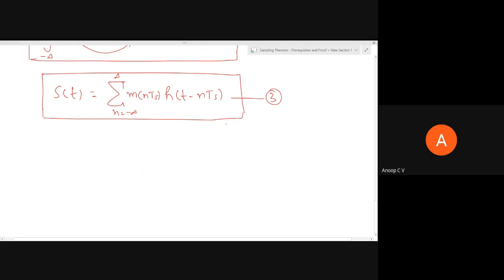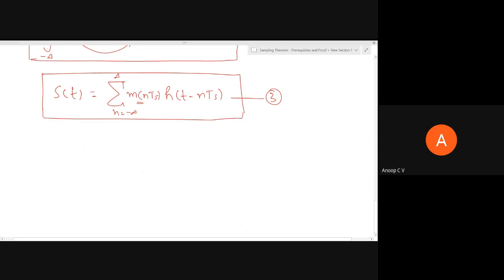So when you compare equation A and 3, we can infer that this PAM signal is mathematically equivalent to the convolution of an instantaneously sampled signal with the pulse. This m of nTs is nothing but the instantaneously sampled version of m of t, or the value of m of t at every instant nTs, where n spans from minus infinity to infinity. If that is convolved with the pulse h of t, that will give us s of t. Maybe I should write that, the inference by comparing A and 3.